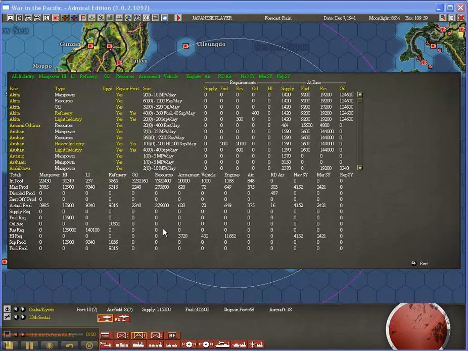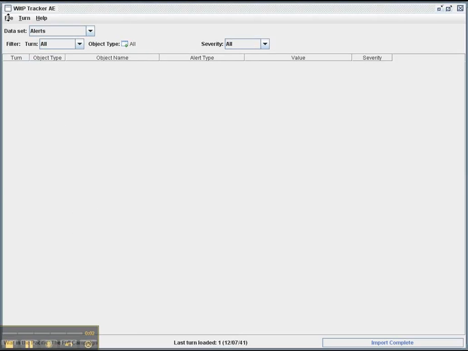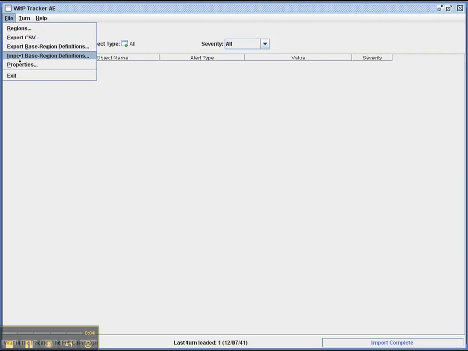There is one other way, and of course that's through WitpTracker, which I'm going to show you how to look at the screen right now and explain exactly what takes place. Okay, so you've set up Tracker and have everything working okay. You must remember that you should set up your region files, so import base region definitions.